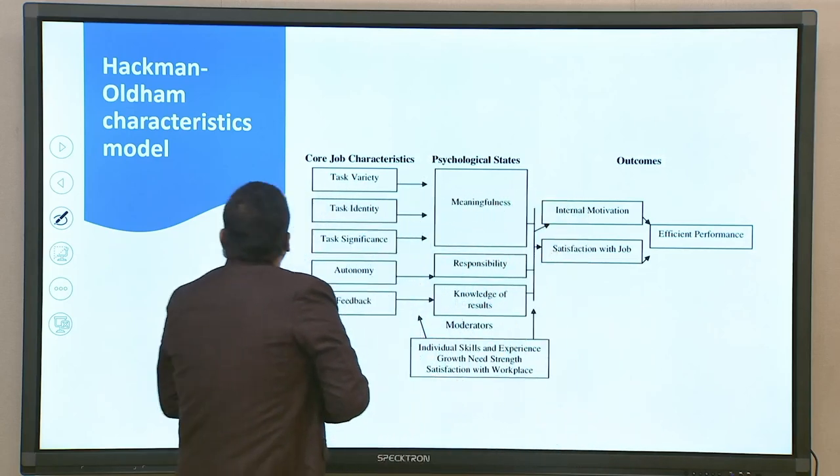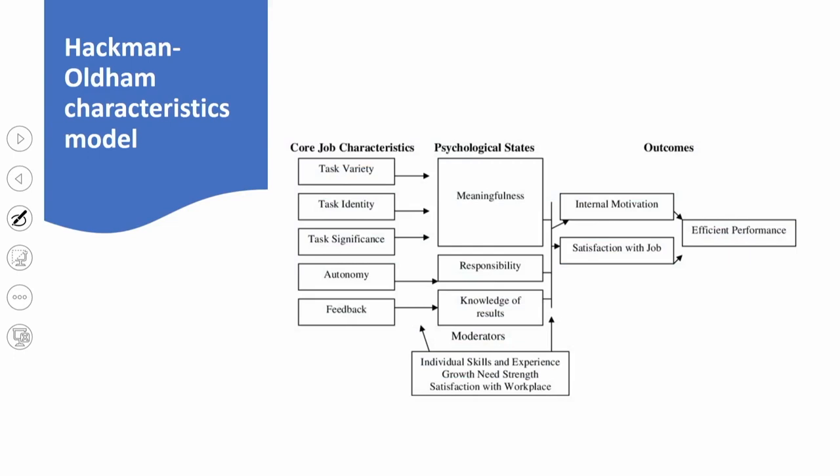When you look into the Hackman-Oldham job characteristic model, you have the different core job characteristics like task variety or skill variety, task identity, task significance, autonomy, and feedback. These are specifically the job characteristics. Now, the Hackman-Oldham model says that all these job characteristics go through certain psychological states.